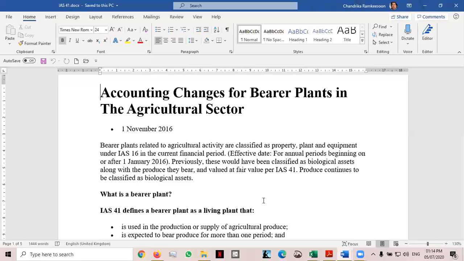Now, the important thing here is the term produce. Previously, what you saw is that the bearer plant itself and the produce would have been valued under IAS 41 as biological assets, everything there. But since 2016, with the revised standard, only the produce continues to be classified as biological assets. And again, as we saw when we looked at IAS 16, the plant itself, the bearer plant, would be classified under IAS 16.